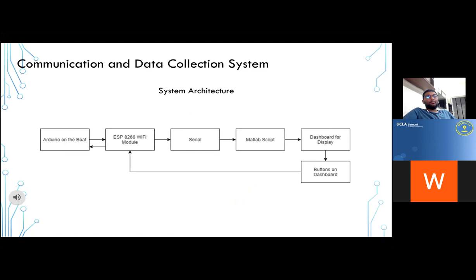The ESP8266 collects data and sends data to and from the Arduino to the serial port on the computer, from where the data is picked up by a MATLAB script and displayed on a dashboard for the user. The user can then click the appropriate button and either command the boat or view its data as plots. The data is collected and stored in a table on the computer. Storing it in a table helps in data visualization and data correlation.